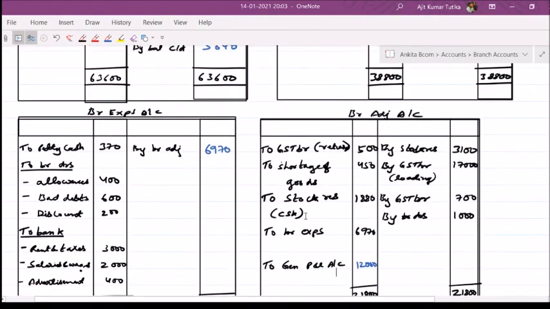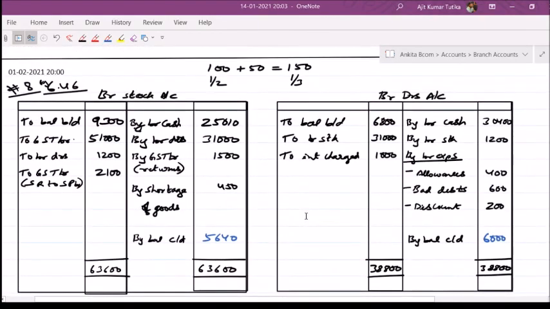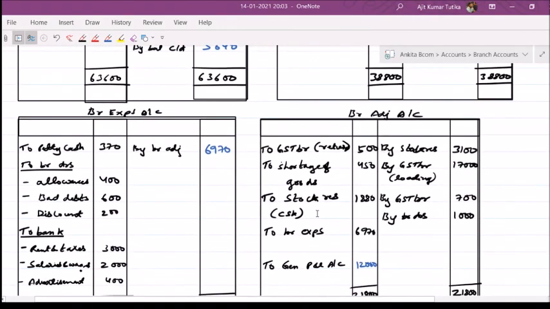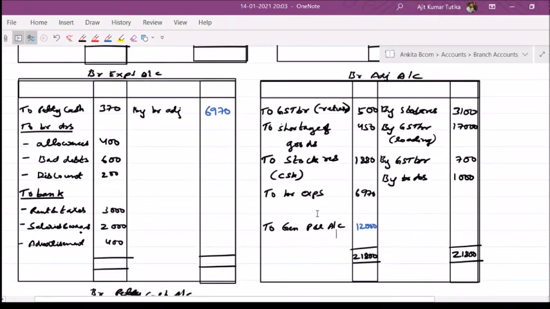If you can see here everything. In this question, he didn't ask about branch expenses account. If you notice, he did not ask anything about branch expenses account. If you want to skip branch expenses account, simple. You write all these expenses which is appearing on the debit side of the branch expenses account, you can straight away take it to debit side of a branch adjustment account. Simple.